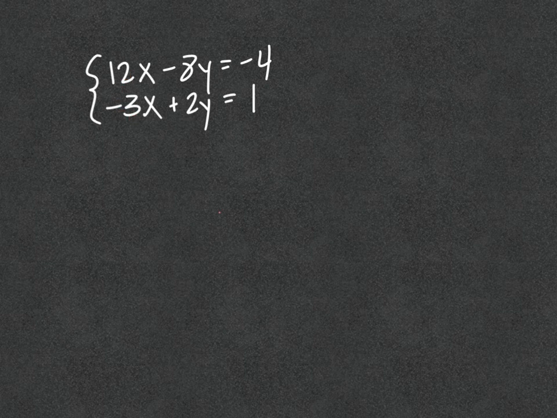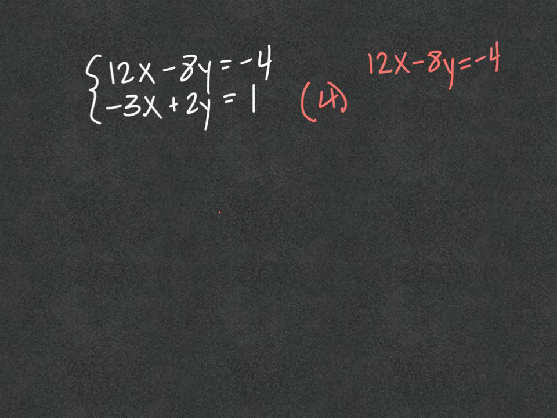I'm sorry, not negative 4. We want to do positive 4 because it's already negative. We want to leave it that way. So just times 4. So I will rewrite this top one just as it is. I'm not changing that one at all. I'm going to rewrite this bottom one with each term multiplied by 4. Negative 3 times 4 is negative 12x. 4 times positive 2y is going to be positive 8y. 4 times 1 is 4. That's a positive.